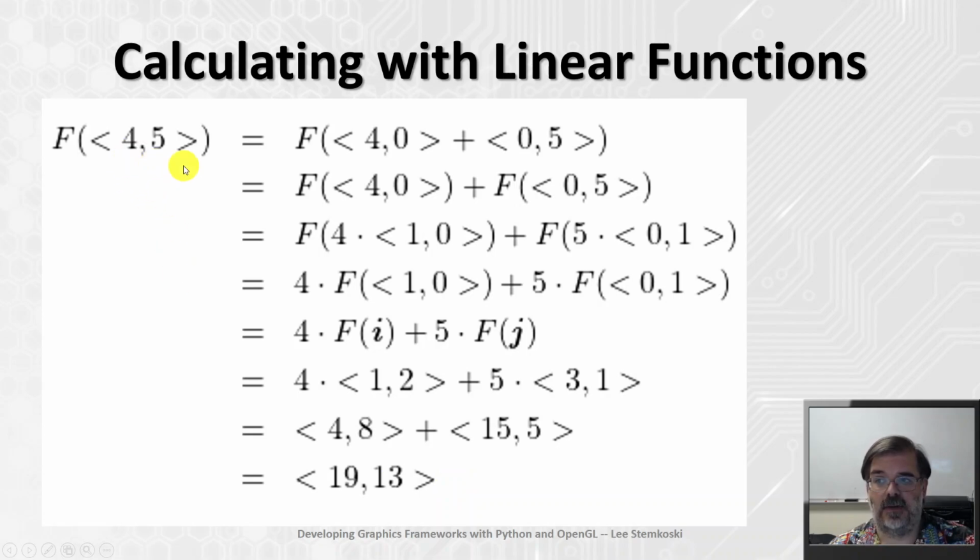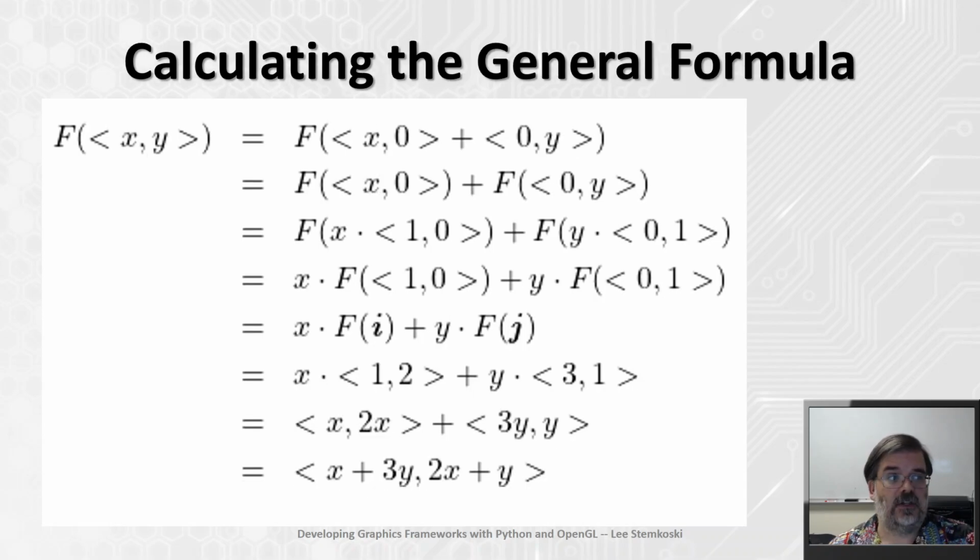And there was nothing special about the vector 4, 5. We could replace that with an arbitrary vector, say a vector x, y, like so. And this would actually give us the general formula. The steps are identical. We're just replacing that specific example with a more general case of x and y. Again, we split it up using vector addition and use properties of linear functions. Then we further simplify it using scalar multiplication. And since we know the particular values of f of i and f of j in this case, we have a general formula for this function.